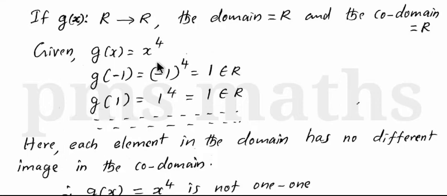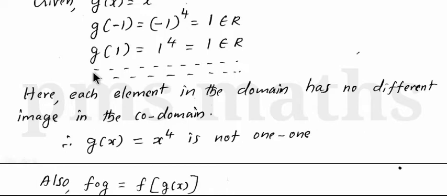G of 1. Here we can substitute 1 raised to 4, which is equal to 1. This one also belongs to real numbers, or R. R means the codomain. The first R is the domain, the second R is the codomain. Both are the same. Domain and codomain are equal here. Then we can take next values for x, and then we will get the values of y, or f of x.